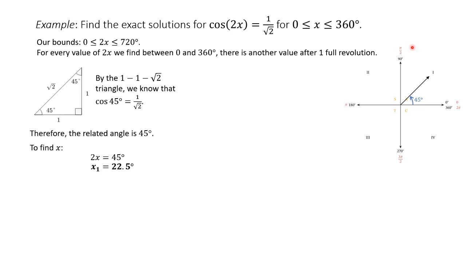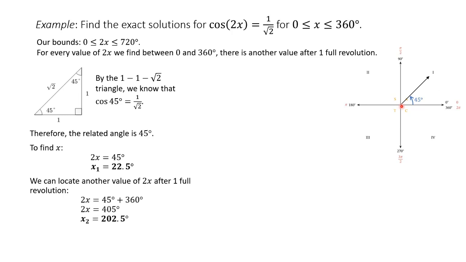But that's only one angle. Remember when I said that if you take a value of 2x between 0 and 360, we can add one more revolution to get another angle. So if we add 360 to 45, we're going to be in the exact same spot, but that's still within our bounds of 0 and 720 degrees. So we get 2x equals 405 degrees. And if we divide and solve for x, we'll get 202.5 degrees.